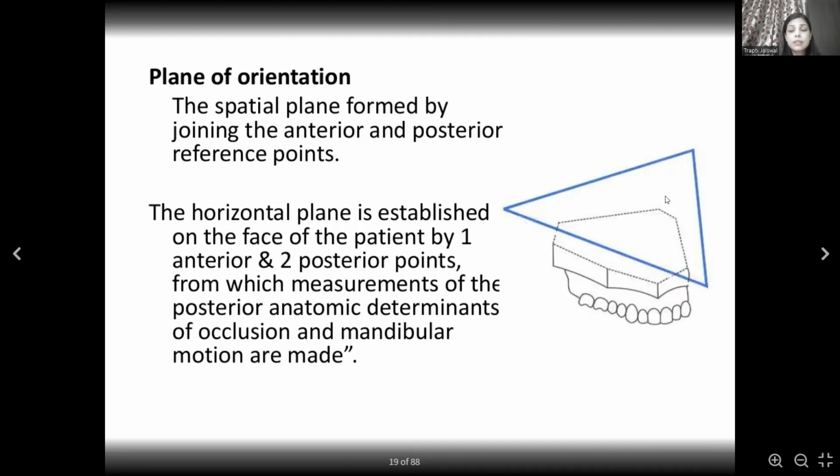See this, this is the horizontal reference plane, or plane of orientation. These are the two posterior reference points, and this is the one anterior reference point. So we need to make our cast parallel to this horizontal reference plane.